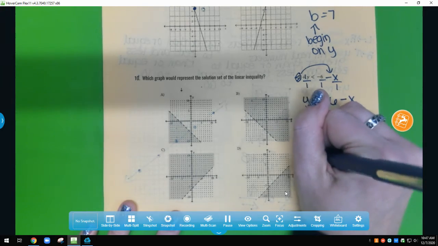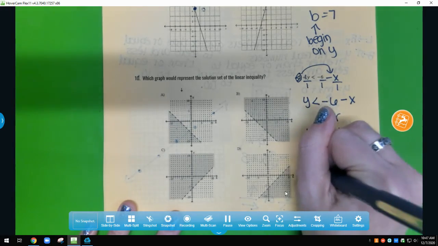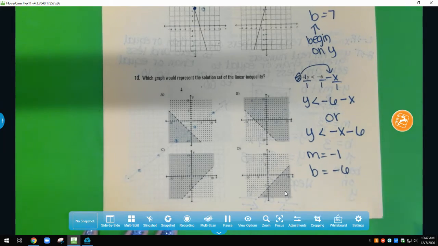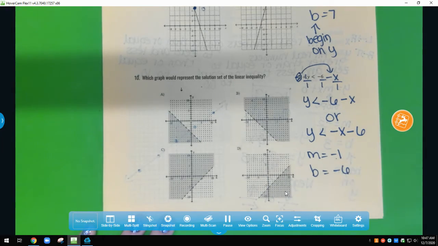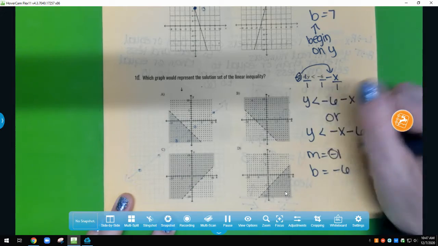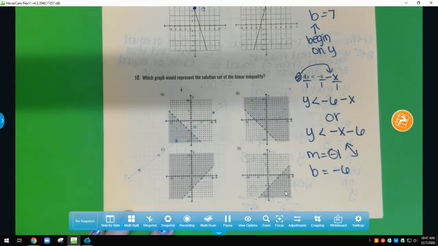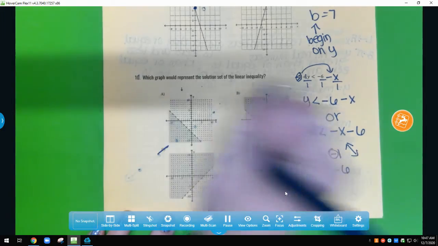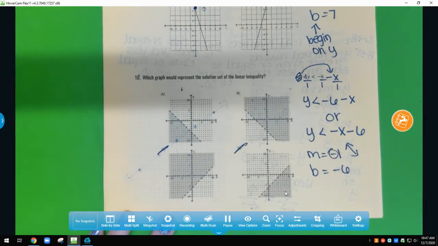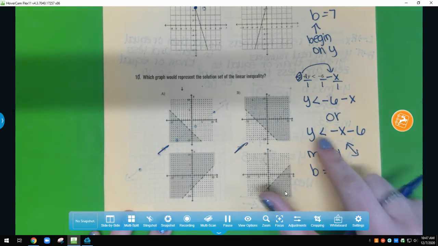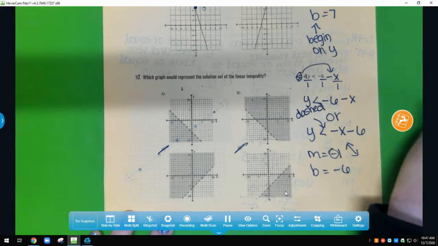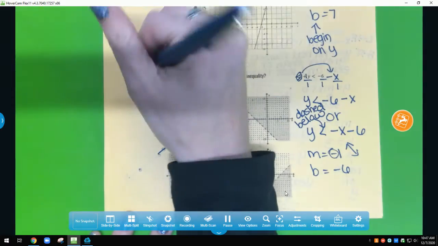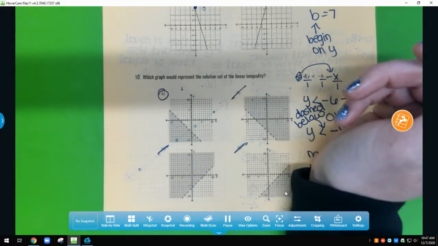Okay, so my m is negative 1, my b is negative 6. So let's make sure they all cross at negative 6. And they do. My slope is negative, so my line should be going down. So I can get rid of C and D again. Remember, if it's less than, it's going to be dashed. So they're all dashed. And less means I'm going to shade below the line. So the only one shaded below is answer choice A.